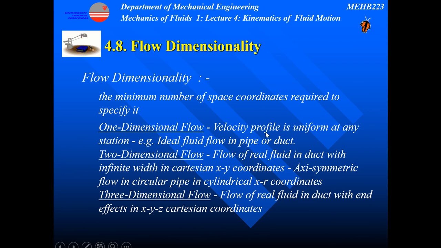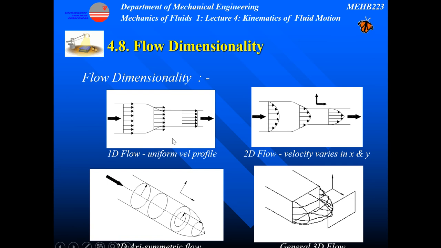So in one-dimensional flow, the velocity profile is uniform at any station. That means you are using ideal fluid. For two-dimensional flow, you can use the real fluid, where there is no-slip condition, there is velocity profile, the boundary layer. But if you want a more accurate result, but more complex, then you can do the three-dimensional flow. All right, but it depends on the case as well. So this is the one-dimensional flow, this is two-dimensional flow, and this is the three-dimensional.